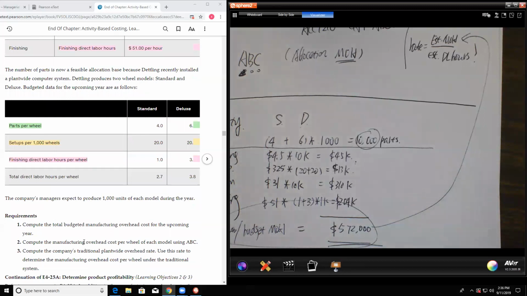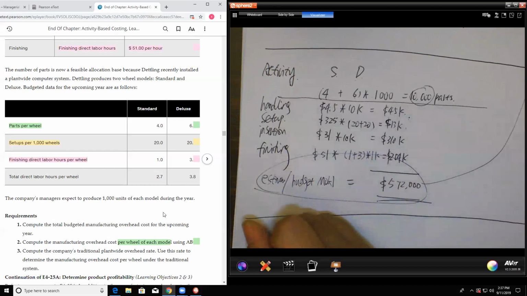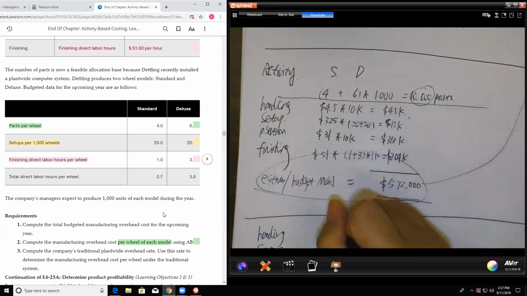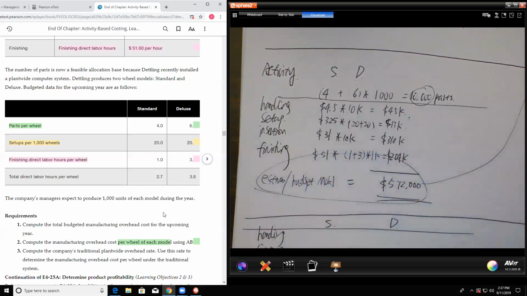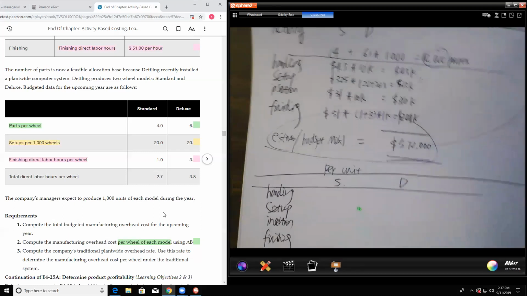The second question says, compute the manufacturing overhead cost per wheel of each model using ABC costing. It's basically the same, but instead of calculating for 1,000 units, you need to get your cost per wheel of each model. We still do these 4 parts: handling, setup, insertion, and finishing. Now you have to separate the 2 models, one basic and one advanced, so you think about per unit instead of 1,000 units. Let me do it one more time. Now it should be straightforward.